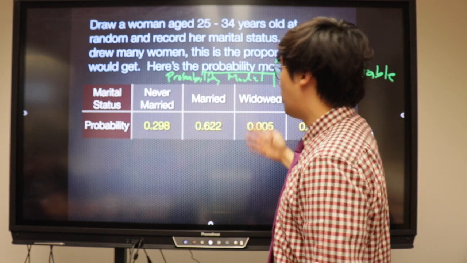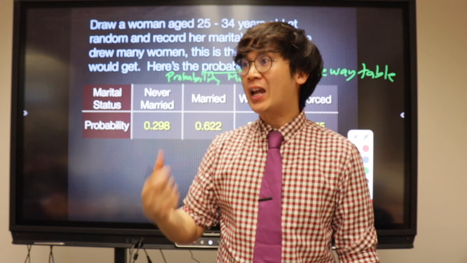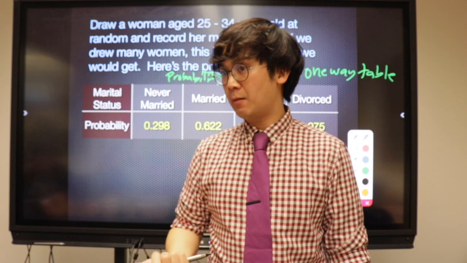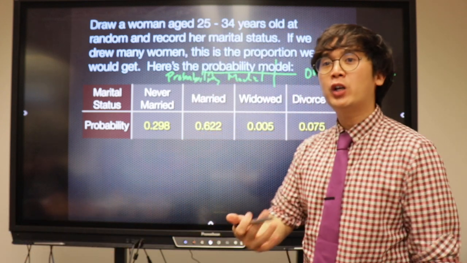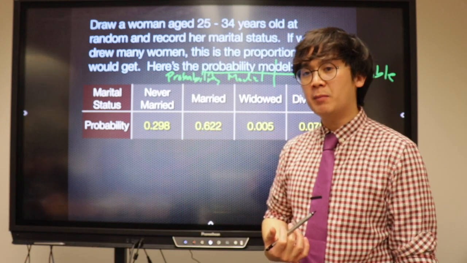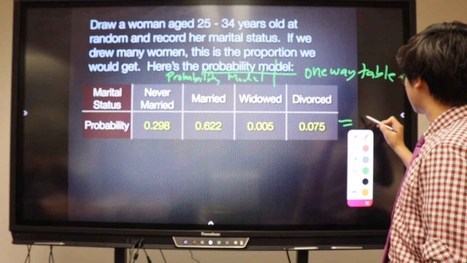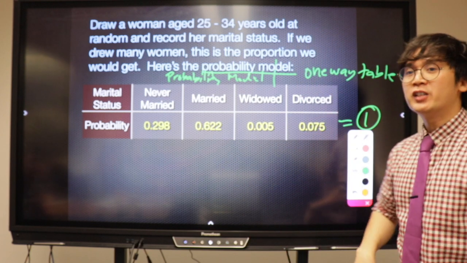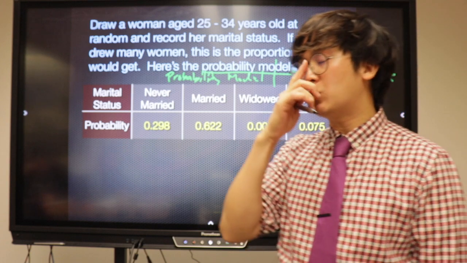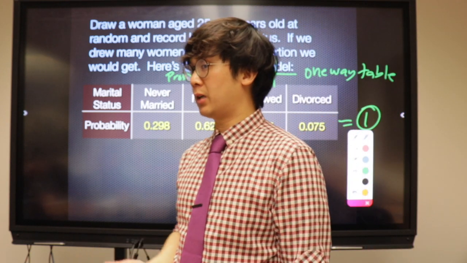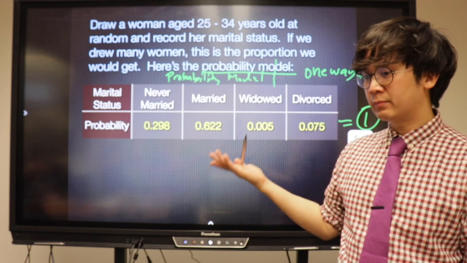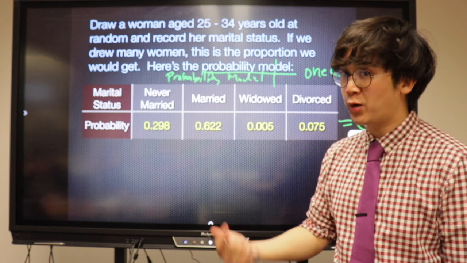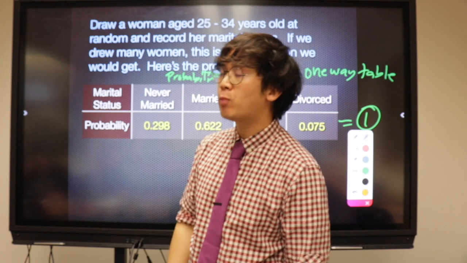To verify if a probability model is a legitimate probability model, which is a question in AP Stats, you add it together, and it should equal 1 or 100%. If it's equal or approximately equal to 1, then it is a legitimate probability model. Is this a legit probability model? Let's just say yes because we don't have time anymore. But yes, this is a legitimate probability model.